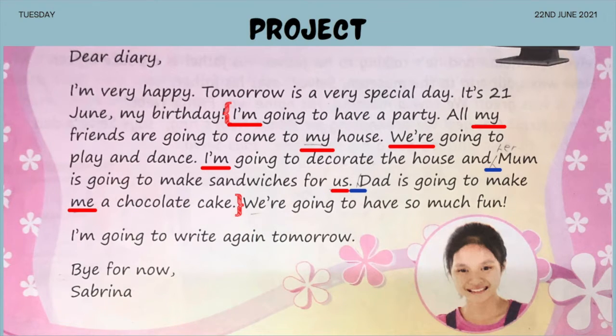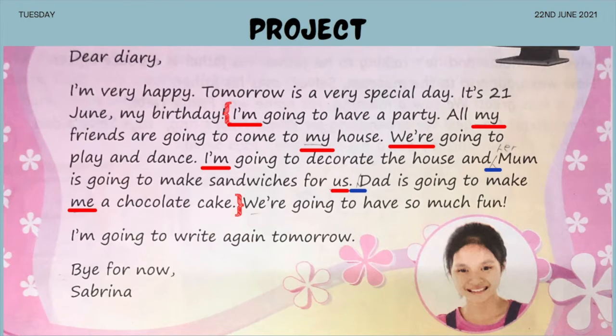So now, if you look very carefully at the questions, there are 2 questions. The first question says, when is Sabrina's birthday? So your answer is, Her birthday is on what? Full stop. Write your answer on Padlet. I will show you later.